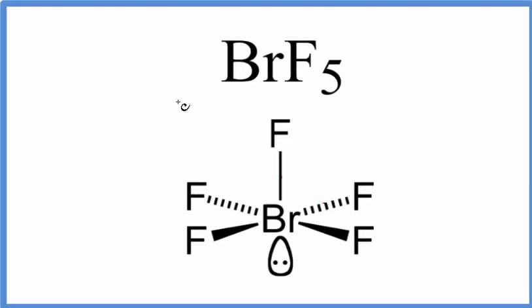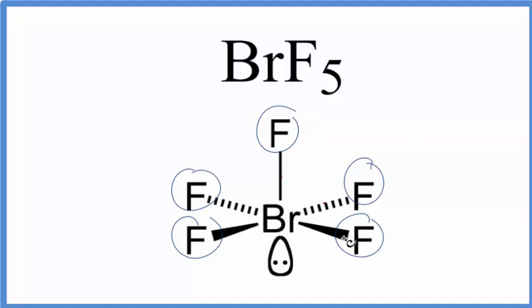In this video, we'll determine the molecular geometry for BrF5. This is bromine pentafluoride. So the first thing we want to do is look at the structure for this bromine pentafluoride, how the atoms are bonded and how many lone pairs we have. So in this structure, we can see we have 1, 2, 3, 4, 5 fluorine atoms, and then we have this lone pair, this non-bonded pair of electrons.